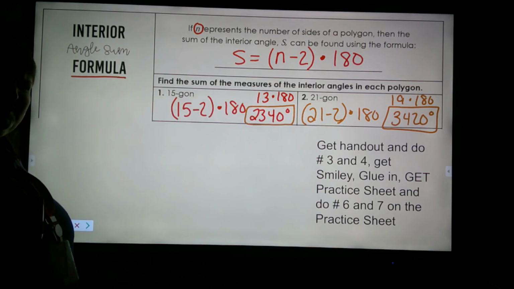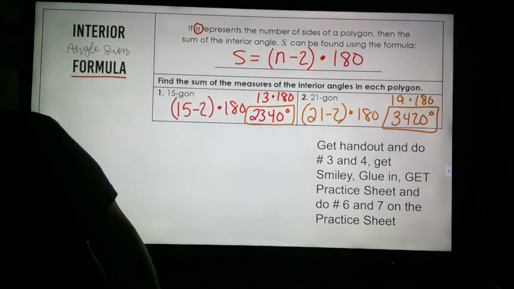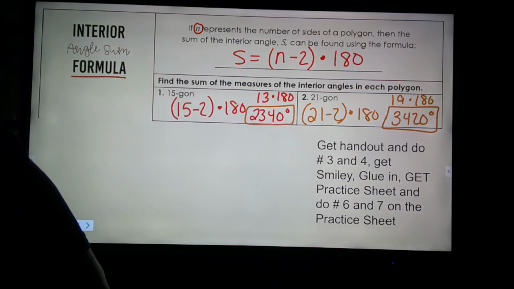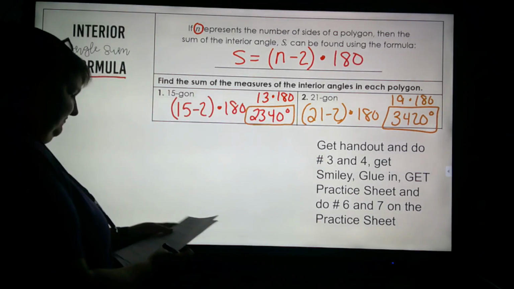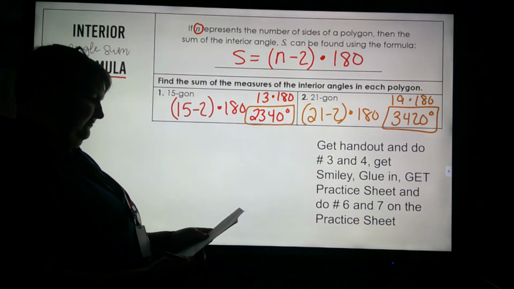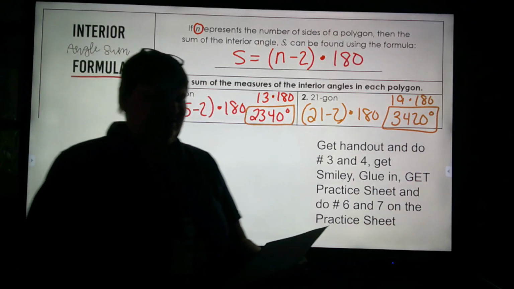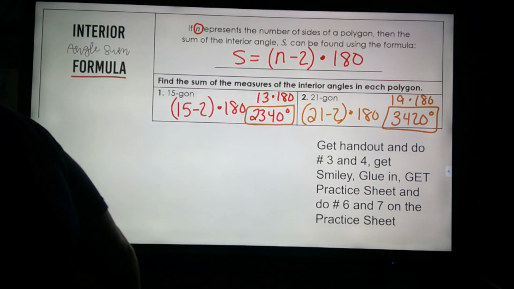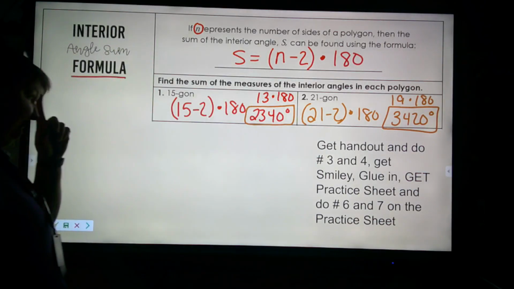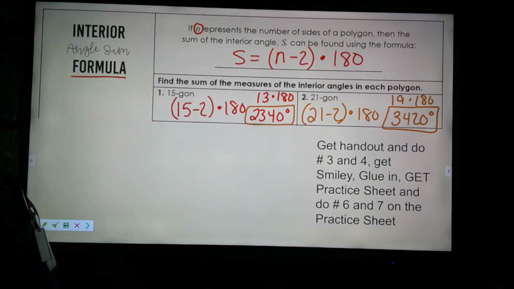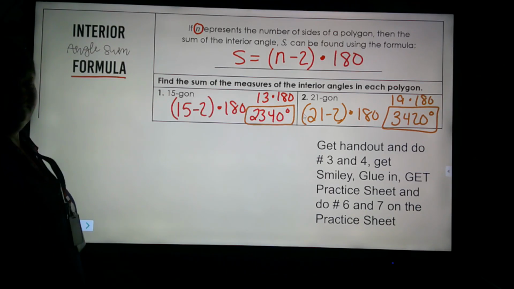You should already have the practice sheet. You should already have the practice sheet. The practice sheet starts with more than 2. Right, you should already have your practice sheet. I'll fix it. I'll think about that.